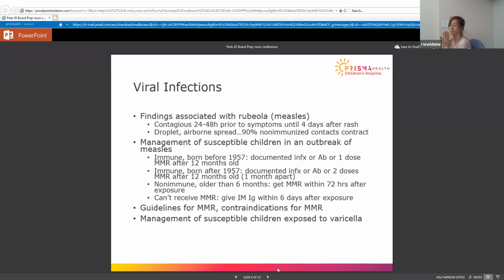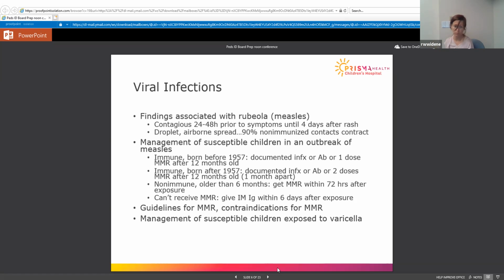So read about measles in your red book. The minutia of measles will be on your board, both contacts and how to manage susceptible children in an outbreak, and the vaccine, contraindications to vaccine. We're not going to go into that, but that is a little minutia paragraph in your red book that will be on your boards. So management of kids in an outbreak, or people in an outbreak.